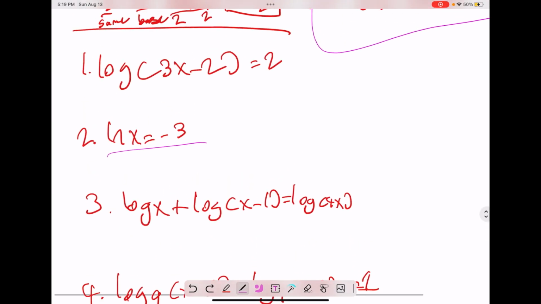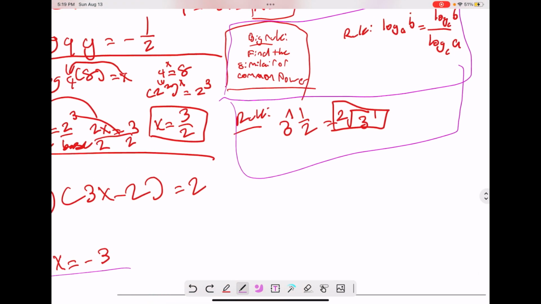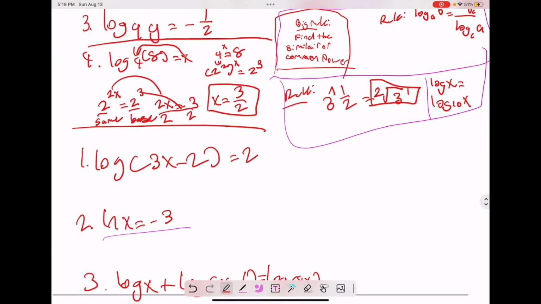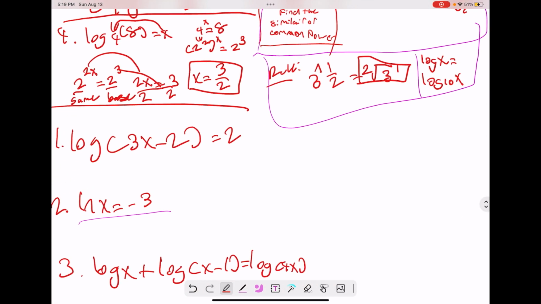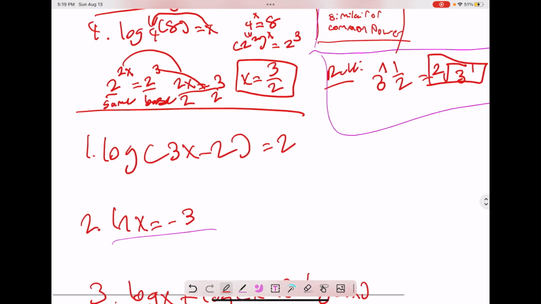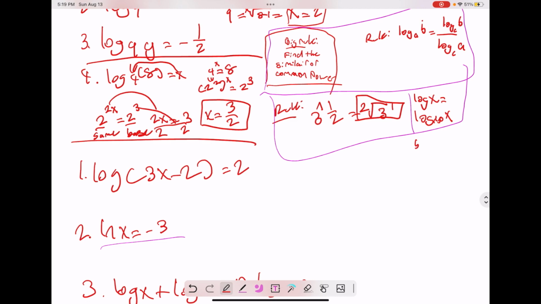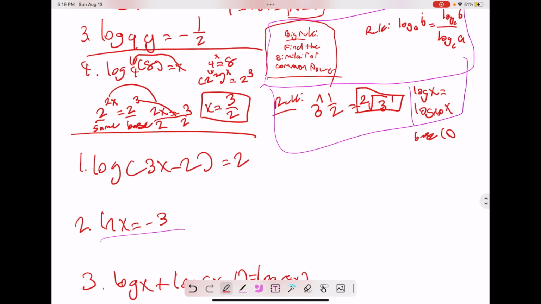If we just see a log, so log of x is going to be equal to log base 10 of x. We can't always assume this if a specific base is given, but if you just see a log and you don't see anything else, you can assume it's log base 10.